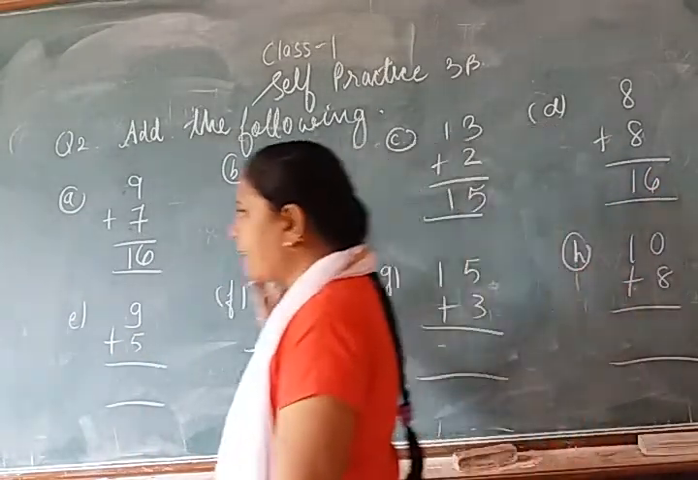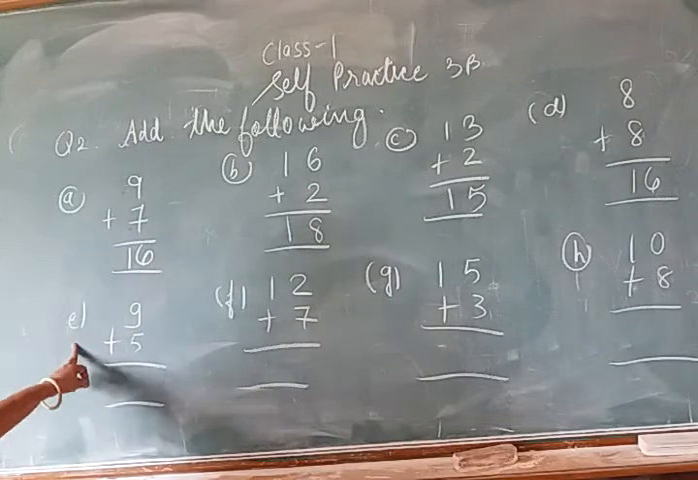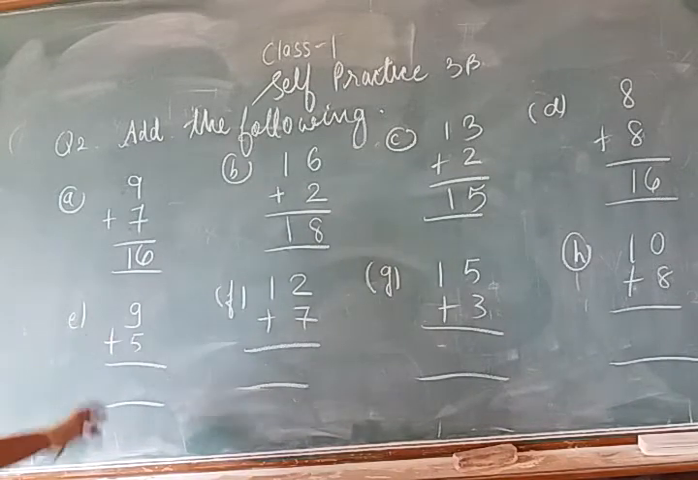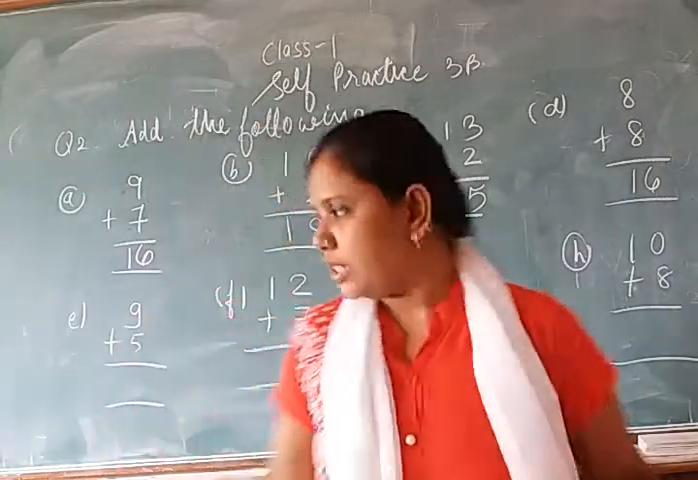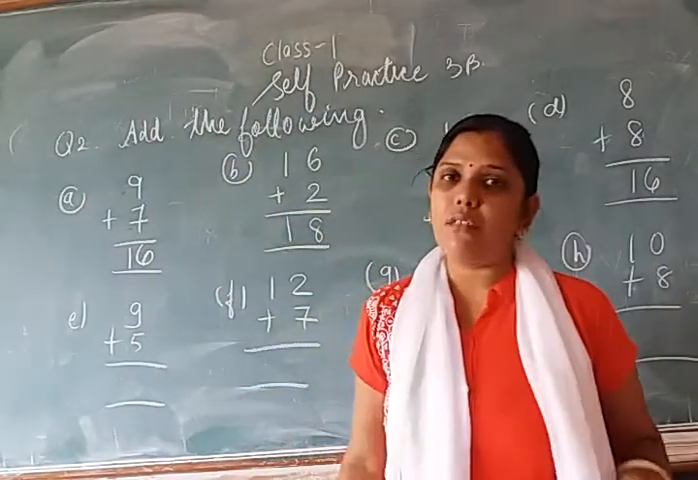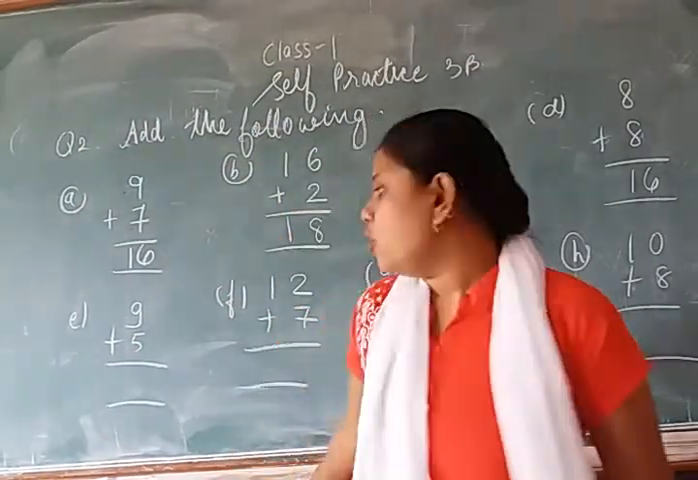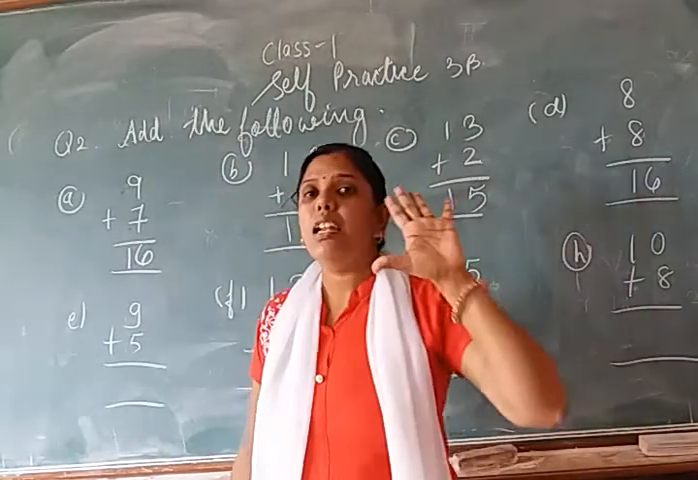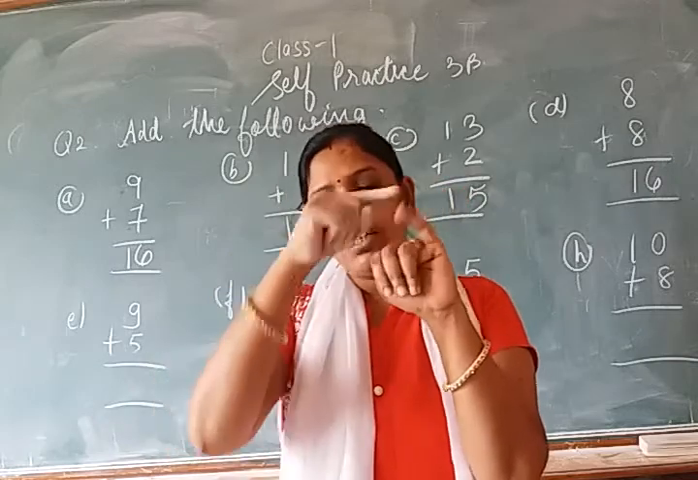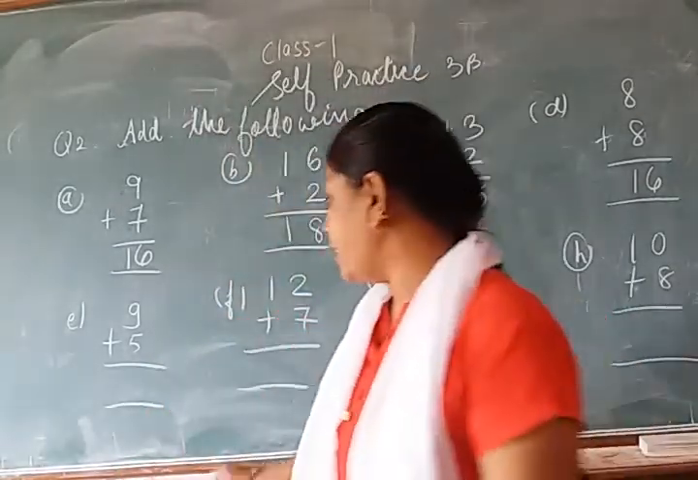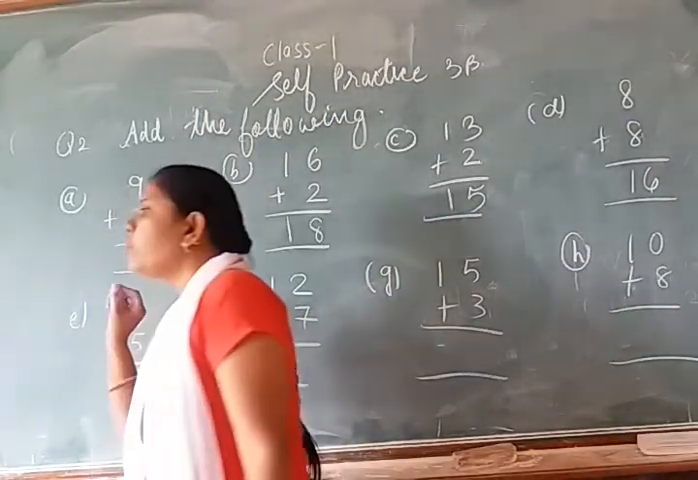Now come to the next question. 9 plus 5. Again bigger numbers. So same procedure. What is the second number? Second number is 5. So take out 5 fingers. Okay, now count after 9. 10, 11, 12, 13 and 14. So right here 9 plus 5 is 14.